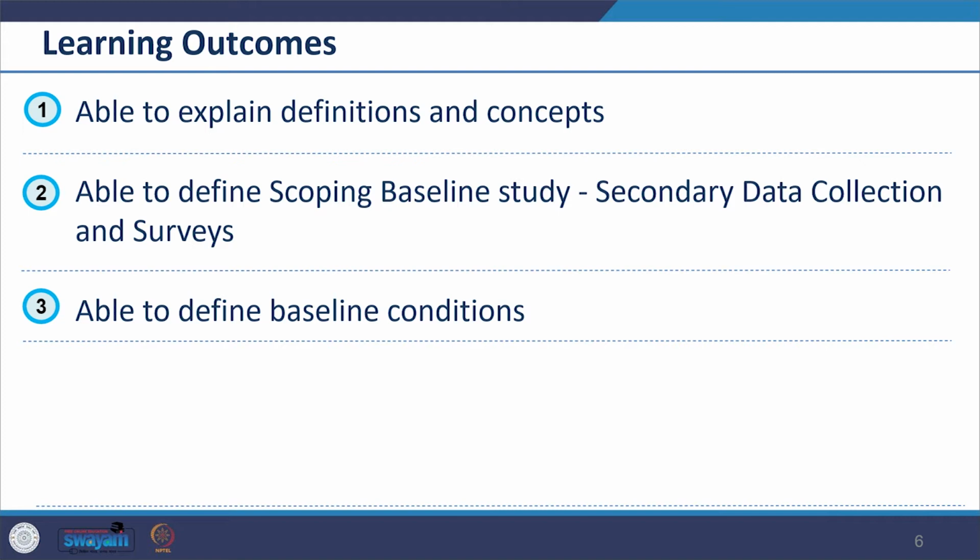And then you should be able to identify various secondary data sources which will be required for you to undertake baseline study, as well as you should be able to identify and select among the surveys which are available for geomorphological survey and ecological surveys. And then you would know the basic concepts and the process of how you evaluate the baseline condition. So that is the expected learning outcome. So moving on to the definitions and concepts.